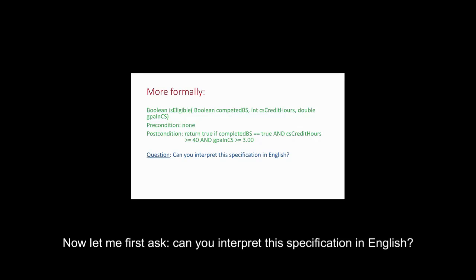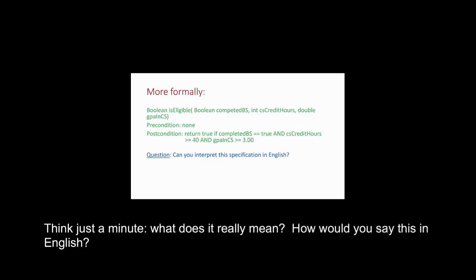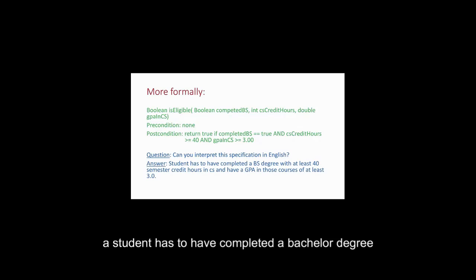Let me first ask, can you interpret this specification in English? Take just a minute. What does it really mean? How would you say this in English? Hope you came up with something like this. A student has to have completed a bachelor's degree with at least 40 semester credit hours in computer science and have a GPA in those courses of at least 3.0.